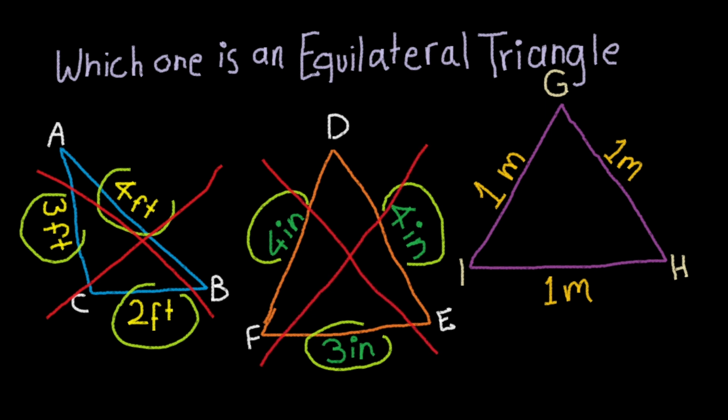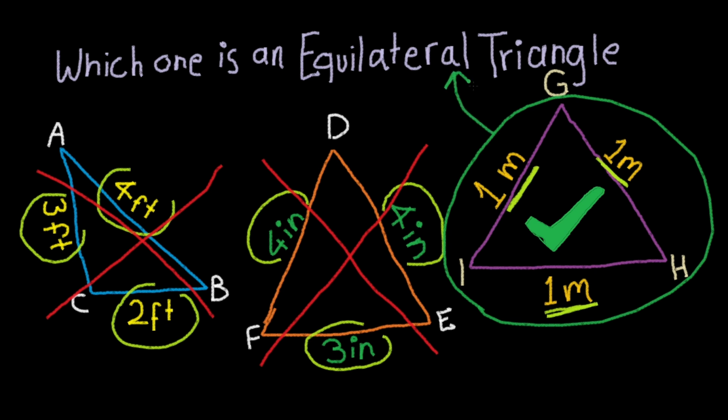Now let's take a look at this final triangle. Each side of the triangle GHI is 1 meter long. In other words, the 3 sides of the triangle GHI are equal to each other. As I have just said, an equilateral triangle must have 3 equal sides. So the triangle GHI qualifies as an equilateral triangle.